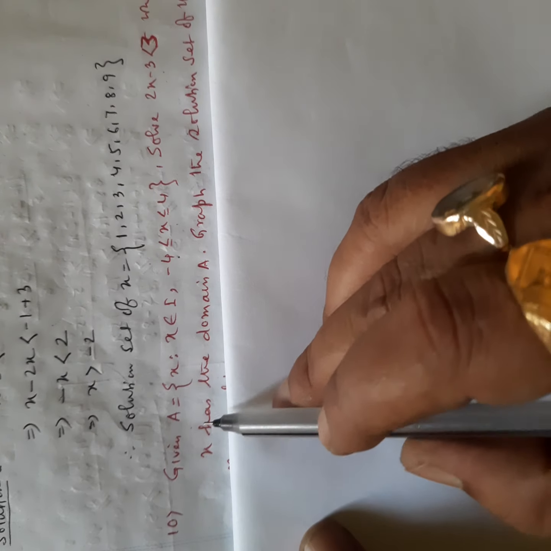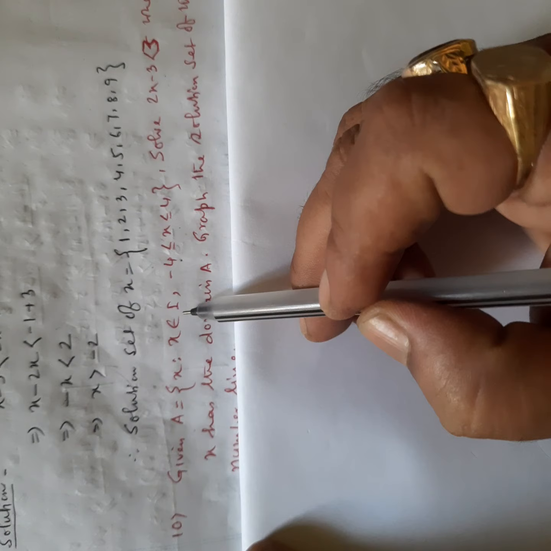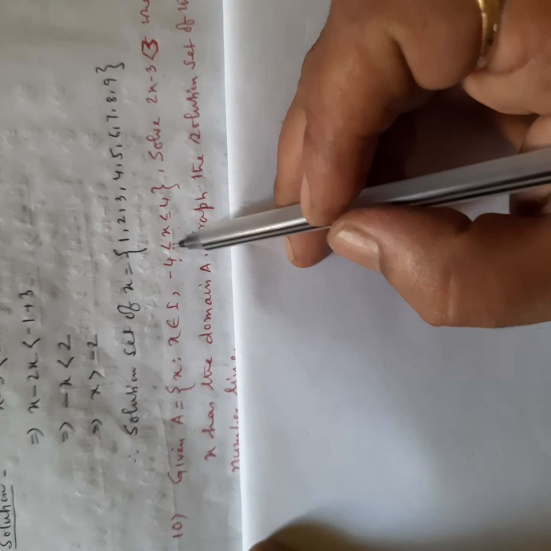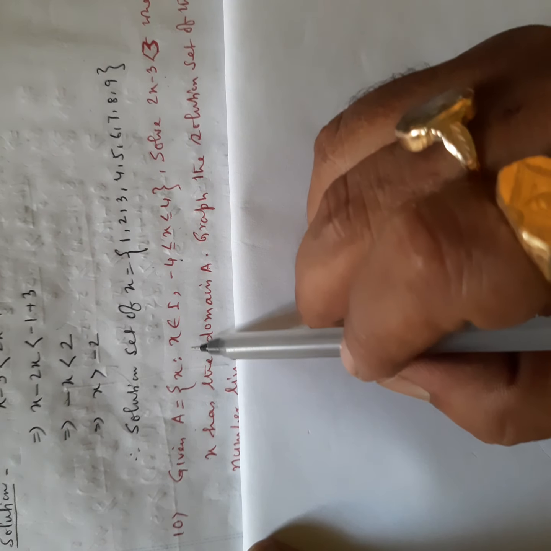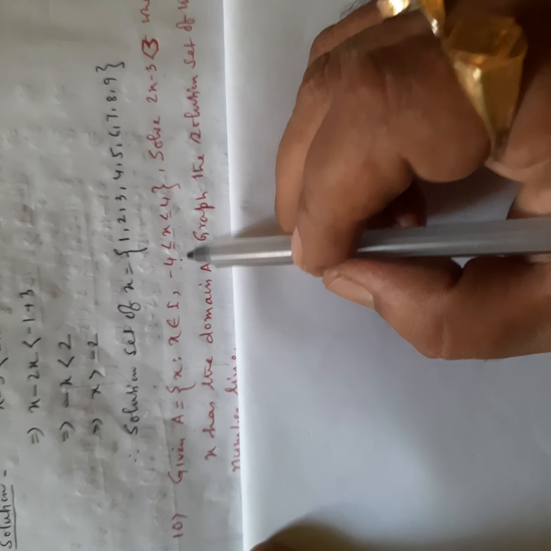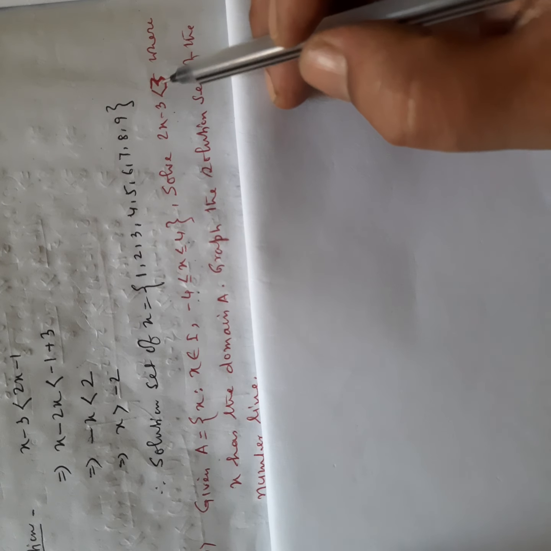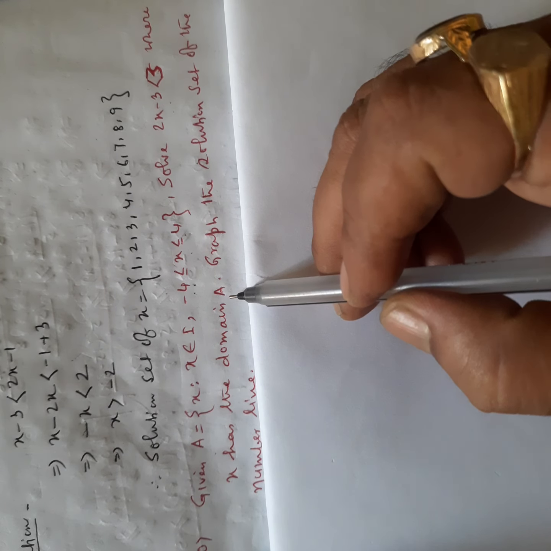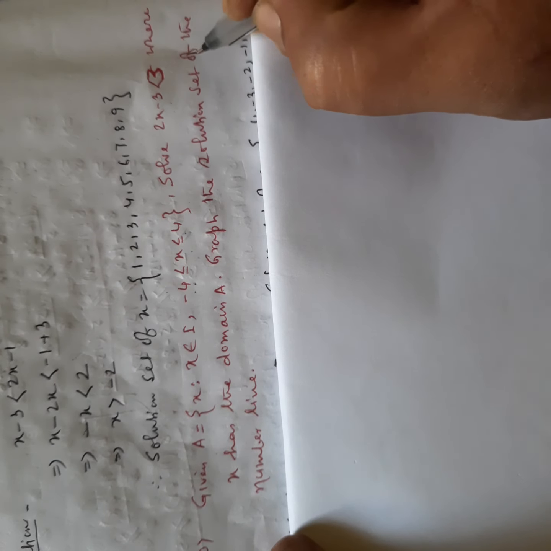Next, given A equals x such that x belongs to I, that means the set of integers, -4 ≤ x ≤ 4. x is a set of integers and x belongs to -4 and 4. Solve this inequation 2x - 3 < 3, where x has the domain capital A, and graph the solution set on the number line.